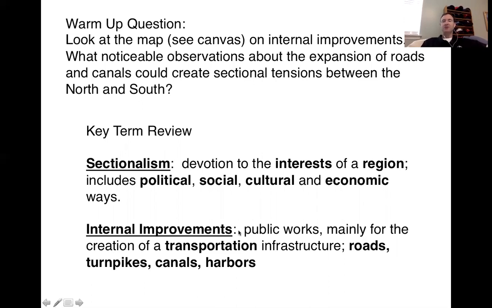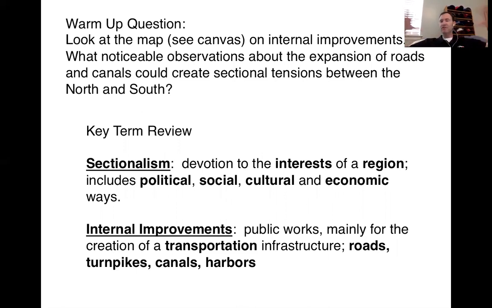Well, guys, the internal improvements are things like public works, okay? So think about the things that governments do to actually try to improve their states and even the federal or national scene, connecting different states and different regions, okay? But these are things that are mostly, at least what we're going to look at today and part of the next session, guys, for transportation infrastructure.